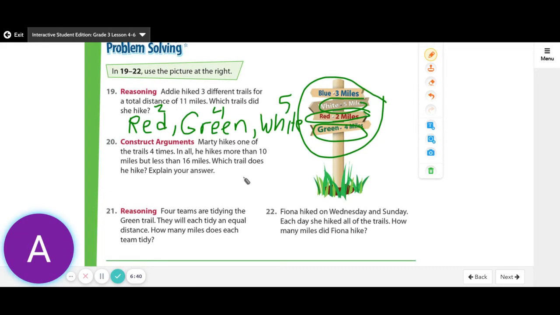Number 20, Marty hiked one of the trails 4 times. In all, he hikes more than 10 miles, but less than 16. Which trail does he hike? So blue, if he hikes the blue trail, he would do 3 miles times 4. That would give me 12, and that's between 10 and 16, so that would work. He could hike the blue trail 4 times and get between 10 and 16 miles.